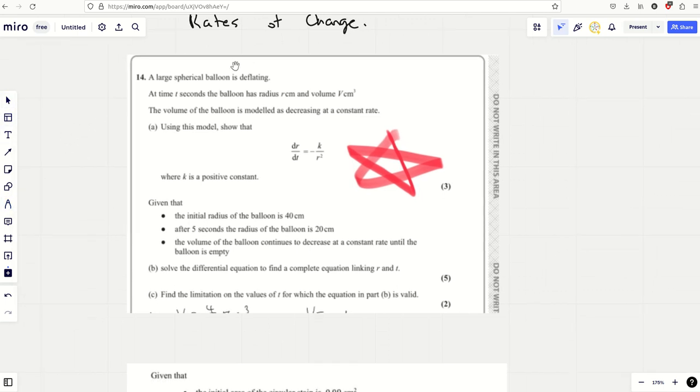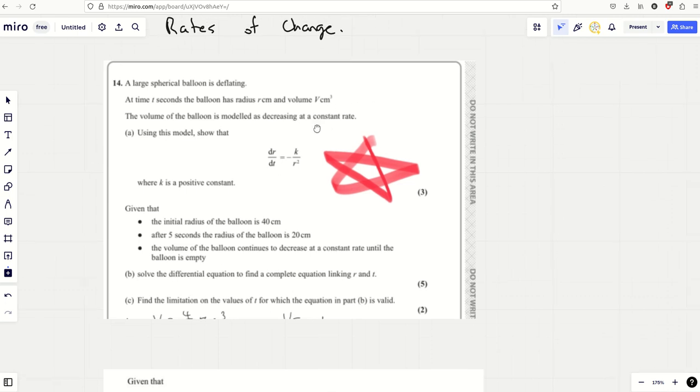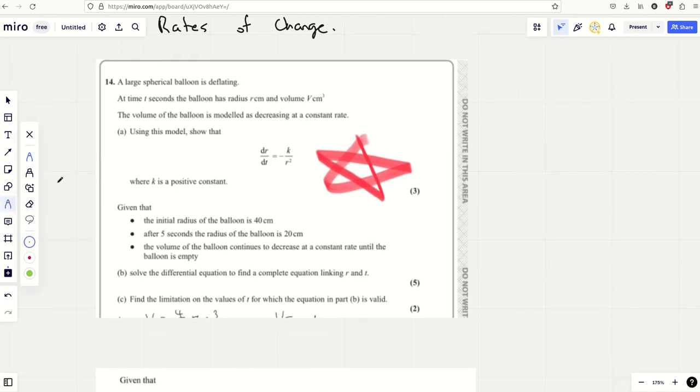It looks like rates of change because it's describing, using language, a rate of change. Look out for constant rate or anything like that, and then you know it's about differentiation. Now let's try and do this.